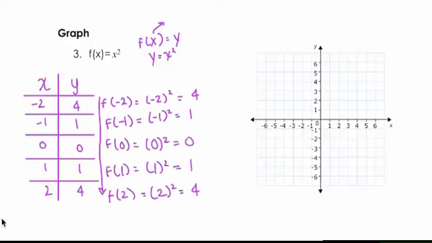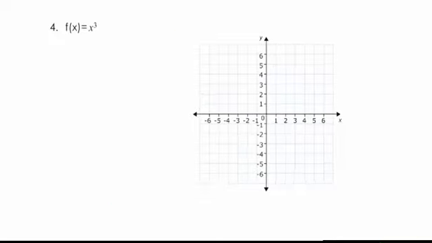So now that we've plugged the rest of our x values into our function to get the y values, we're going to graph this. Now we're going to go to the x-axis first. We're going to go -2, 4; -1, 1; 0, 0; 1, 1; 2, 4. And as you can see, this makes your standard parabola without any transformations. So this is a parent function for a parabola.